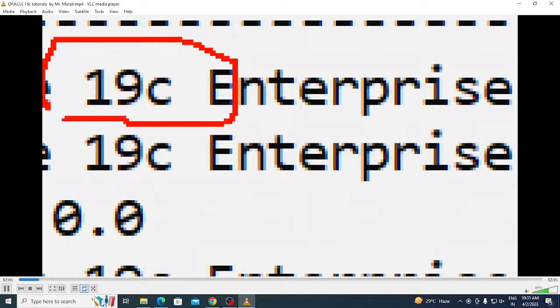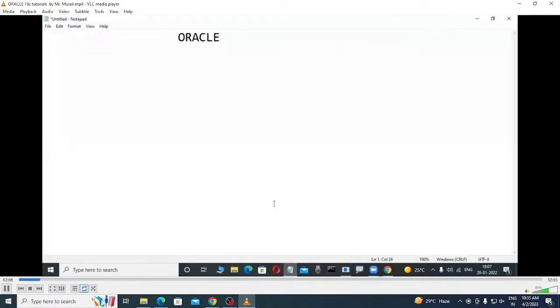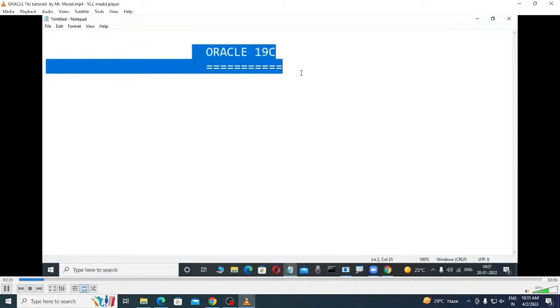C means cloud technology, cloud computing. In olden days, grid computing was there. Now cloud. What is cloud and all these things, we understand. Now, this is Oracle 19C. 19C means cloud technology. Observe it here. This is the latest version we are learning in our class.